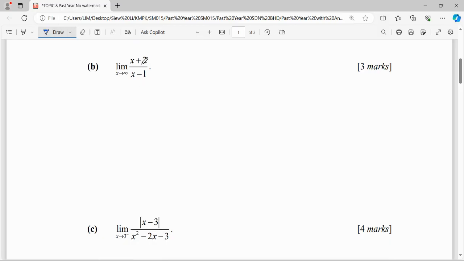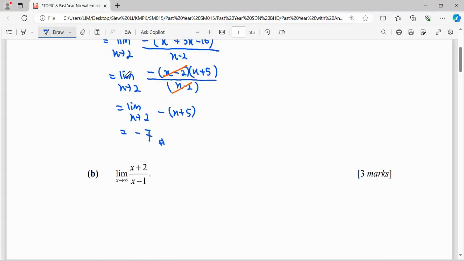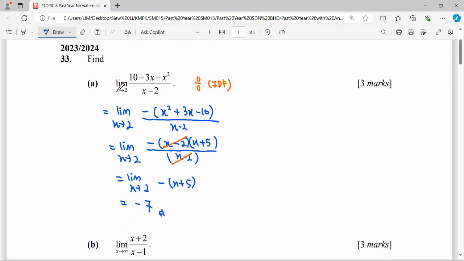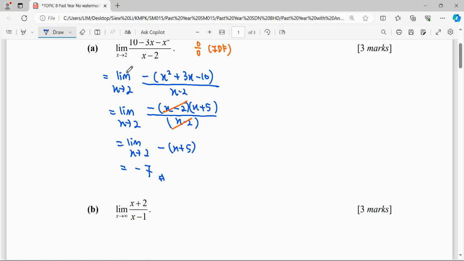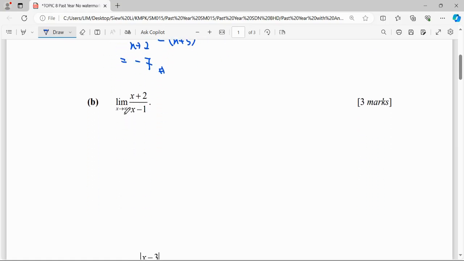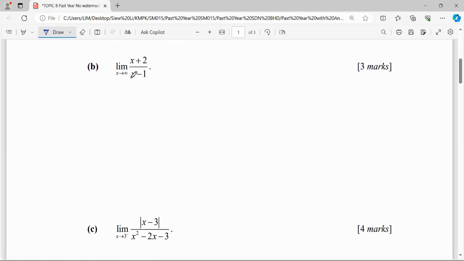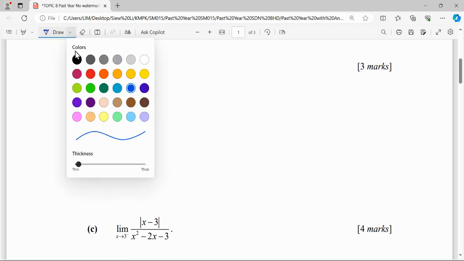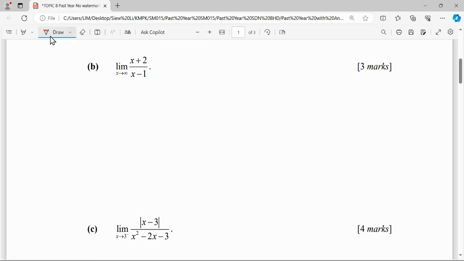Then we're going to find the limit as x approaches infinity. So it will be different. Just now, x approached a value, a limit at a point. This is a limit at infinity for x plus 2 over x minus 1. First, we try to substitute infinity. Infinity plus 2 is infinity, infinity minus 1 is infinity. So this is the indeterminate form for infinity.